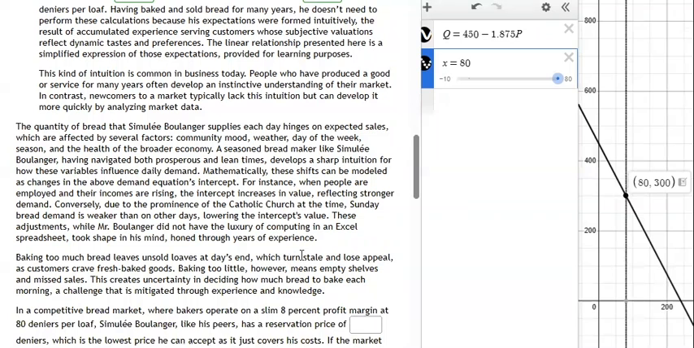A seasoned bread maker like Simile, having navigated both prosperous and lean times, develops a sharp intuition for how these variables influence daily demand. Mathematically, these shifts can be modeled as changes in the above demand equation's intercept. For instance, when people are employed and their incomes are rising, the intercept increases in value, reflecting stronger demand. Conversely, due to the prominence of the Catholic Church at the time, Sunday bread demand is weaker than on other days, lowering the intercept's value. These adjustments, while Mr. Boulogne did not have the luxury of computing in an Excel spreadsheet, took shape in his mind, honed through years of experience.